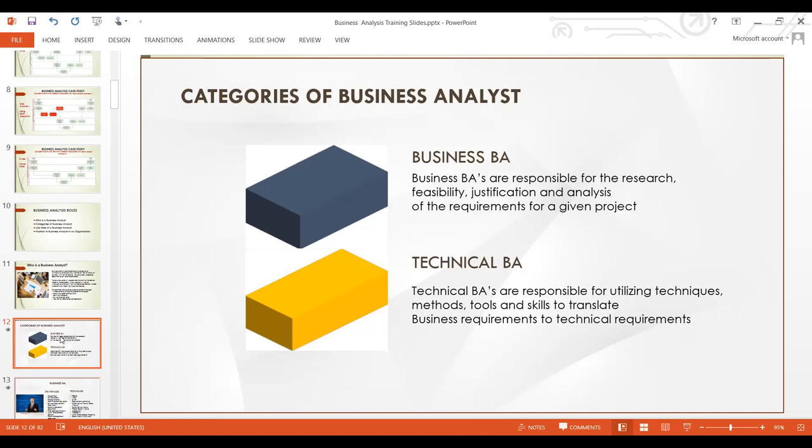So that is why the technical business analyst will take business requirements and transfer them to technical requirements. And what are these technical requirements? Technical requirements are user stories. The language the developers understand is user stories. User stories are pieces of software. We'll talk a bit about that during project management. So these are the two categories of business analysts.